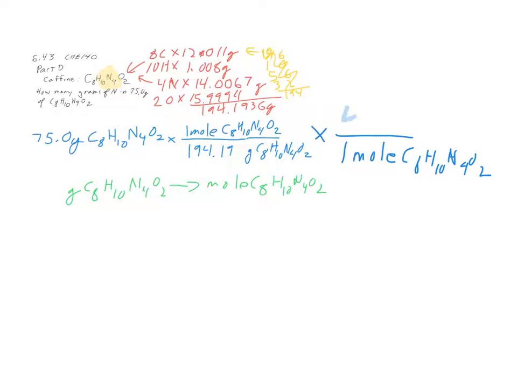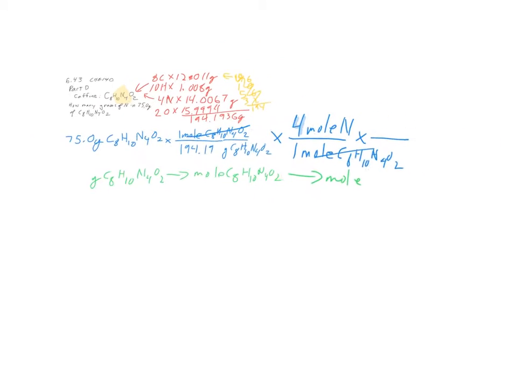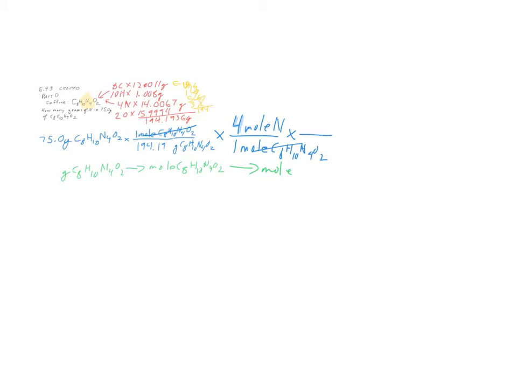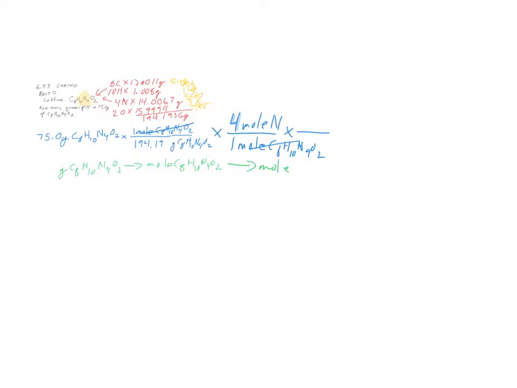So we have 4 moles of nitrogen for every 1 mole of caffeine. So I place my moles of caffeine where they cancel out. I now have moles of nitrogen. I'm not wanting moles of nitrogen, so I'm still going to have to go one more step. And that one's an easy and an old friend of ours.